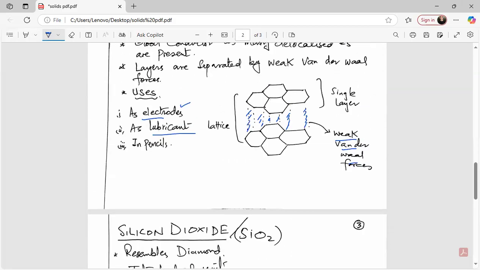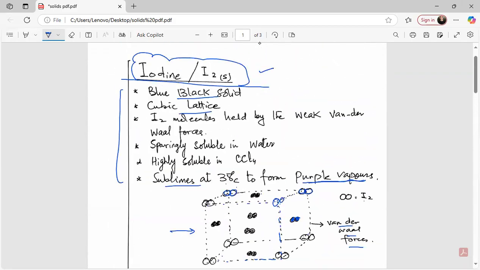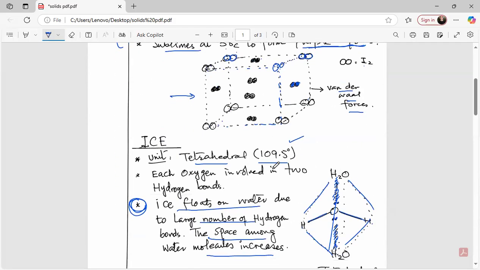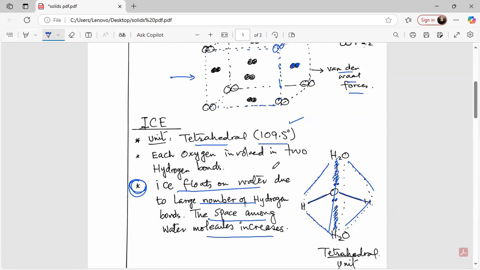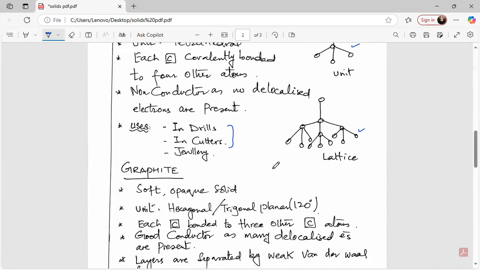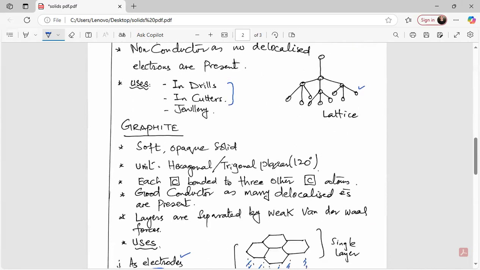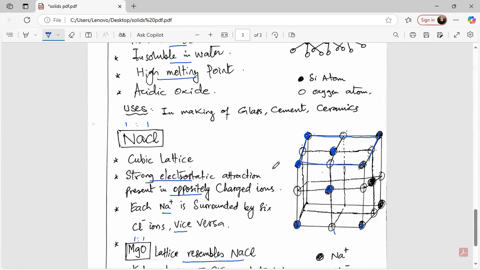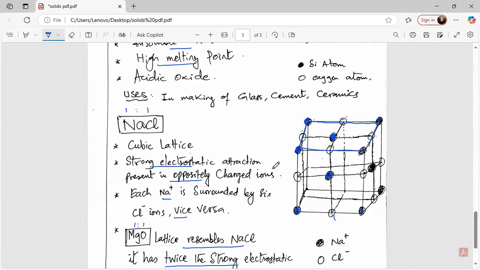तो ये था solids का handout. इसमें iodine is simple molecular solid. Ice is giant covalent but molecular solid because the unit in ice are water molecules. Diamond, graphite, silicon dioxide are giant covalent atomic solids. इनमें units are atoms, carbon atoms or silicon atoms or oxygen atoms. NaCl is a giant ionic lattice. The units in these are ions, right?